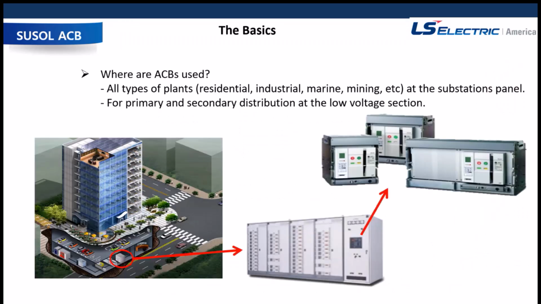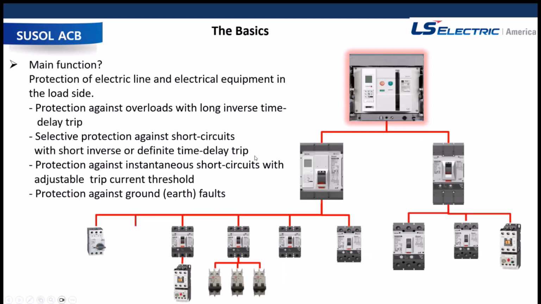Okay, where are air circuit breakers used? All types of plants, residential, some industrial, marine, mining, at the substation panel, for primary and secondary distribution, and at the low voltage sections. So these are widely used all over the world and for protecting loads.